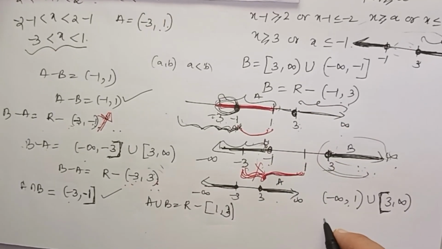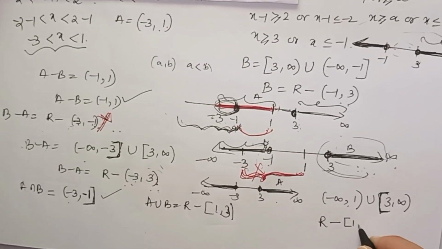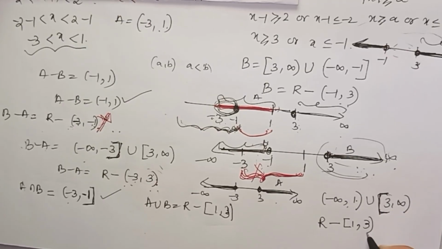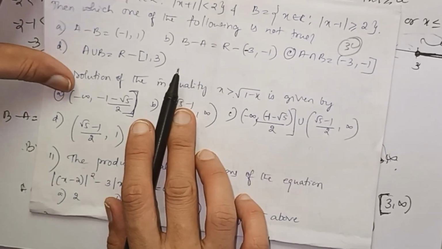But as per R minus 1 to 3, this region is R minus, 1 is closed because 1 is not here, so 1 has to be here, 3 is here, so 3 is open. So R minus closed interval 1 comma 3. Fourth option is also correct.